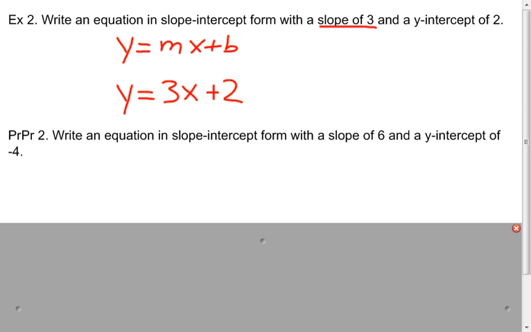Practice problem for you for the same thing. Be careful with this one, because in this one the y-intercept is negative. Think about what that might mean.